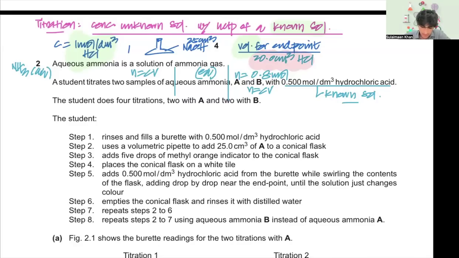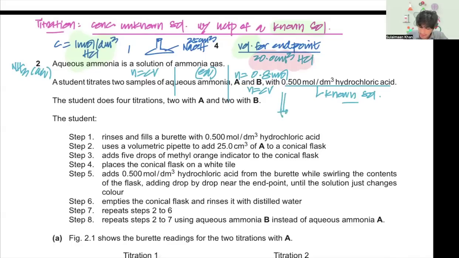Okay? Achha, so why would he be using aqueous ammonia A and B? Why would he be using A and B? Probably he wants to figure out okay, which of these is more concentrated, right? And one more question from my end. I have a question from my end.